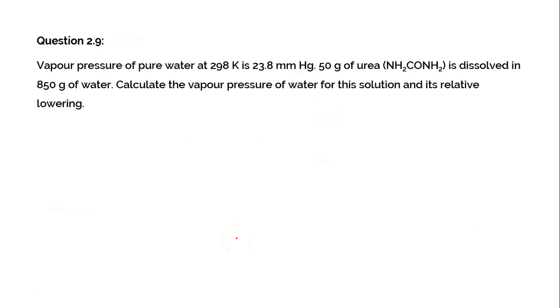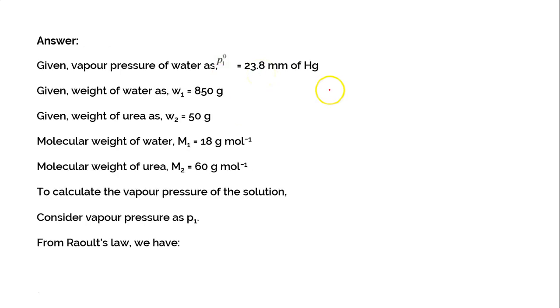Let's move on to the next question, number 2.9. Vapor pressure of pure water at 298 Kelvin is 23.8 mm of Hg. 50 grams of urea is dissolved in 850 grams of water. Calculate the vapor pressure of water for the solution and the relative lowering of vapor pressure. This question is also based on Raoult's law.